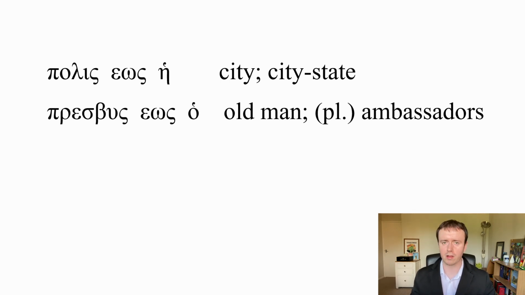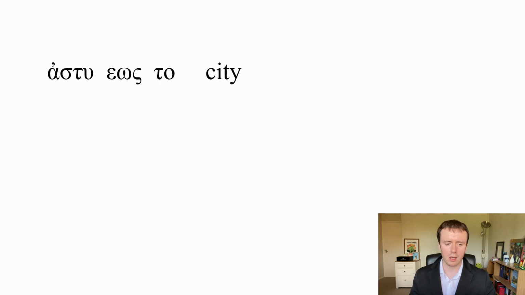But for now, let's look at an example of a 3F noun in its dictionary form. Here is the noun astu, which means city. So we met polis just now, which means city or city-state, while astu just means city. Anyway, astu ends in u in the nominative singular, and it ends in eos in the genitive singular. Because of that, it must be a 3F noun. And like all 3F nouns, it is neuter.